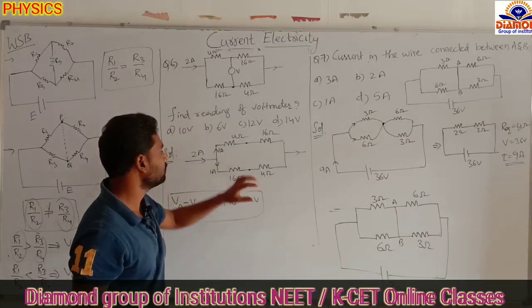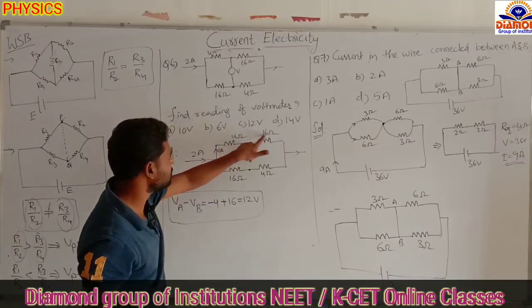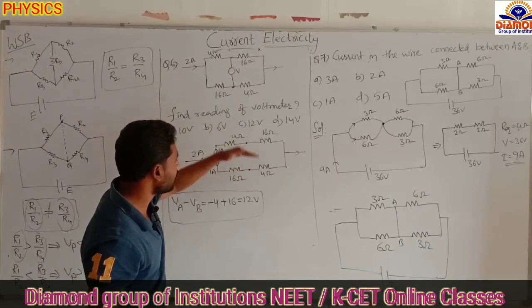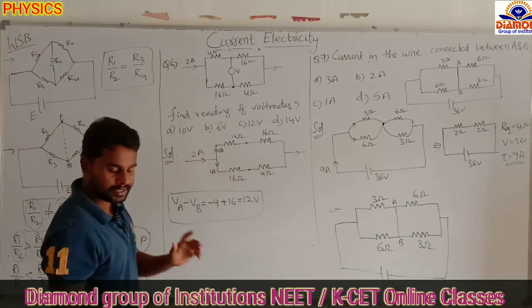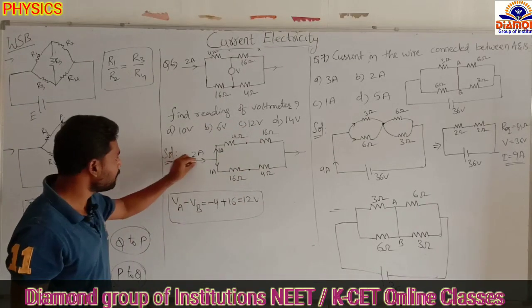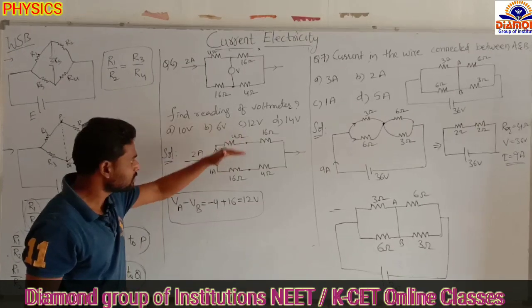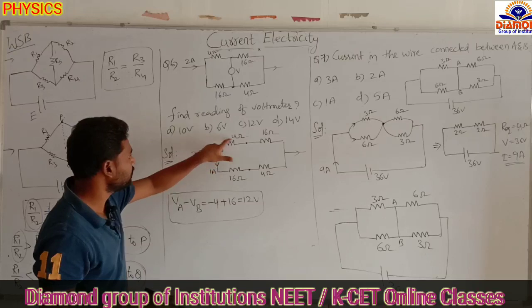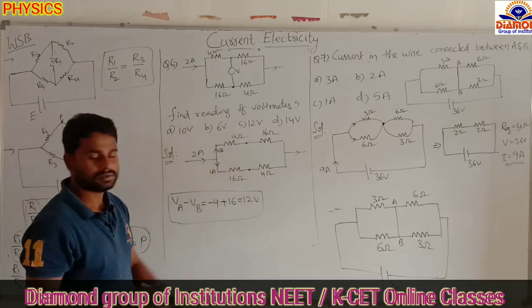So 4 ohm, 16 ohm. Here also 16 ohm, 4 ohm. So this branch's resistance is 4 plus 16, 20 ohm. This branch's resistance is 16 plus 4, 20 ohm. That means both branches have the same resistance. 2 amperes current is entering now, so both will divide the current into two equal parts. 1 ampere will flow through this one, 1 ampere will flow through this one.